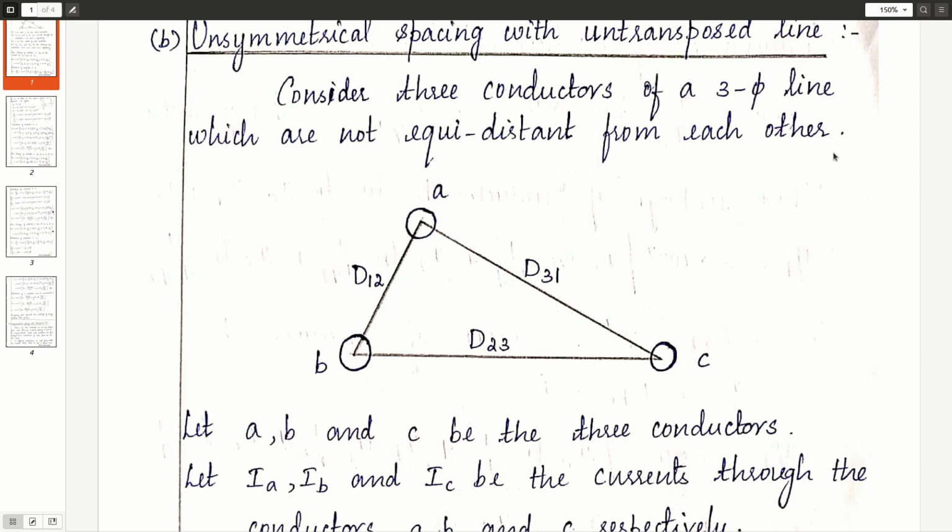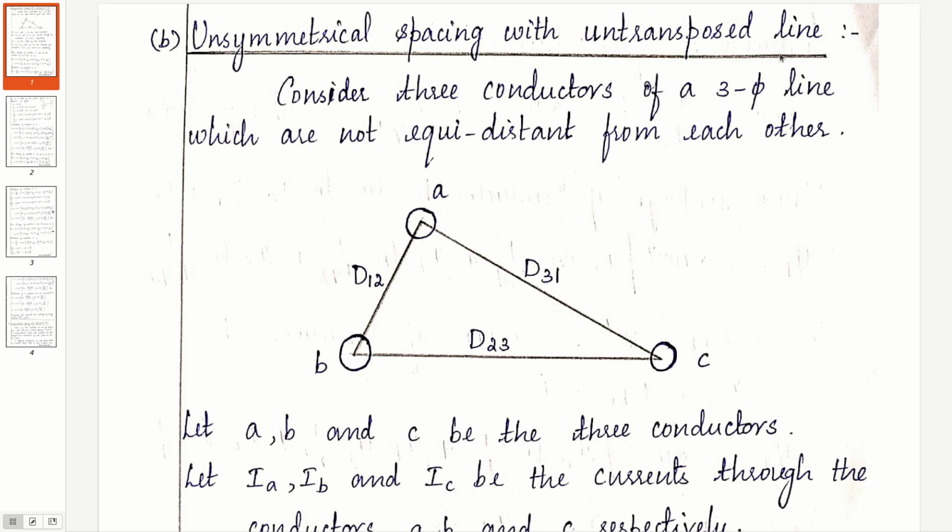Inductance calculation of a three-phase transmission line with unsymmetrical spacing and an untransposed line. So what do you mean by unsymmetrical spacing? If the distances between the three conductors are not equal, we call them unsymmetrically spaced conductors.